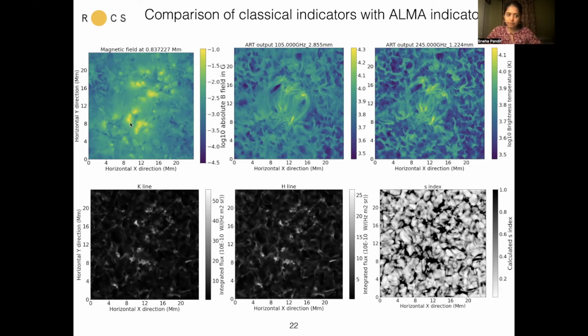We see the magnetic foot points in the model, and we see the loops in our millimeter observations, synthetic observations, whereas in H and K we do not see the loops, and in the S index we see the foot points in addition to the photospheric granulation.